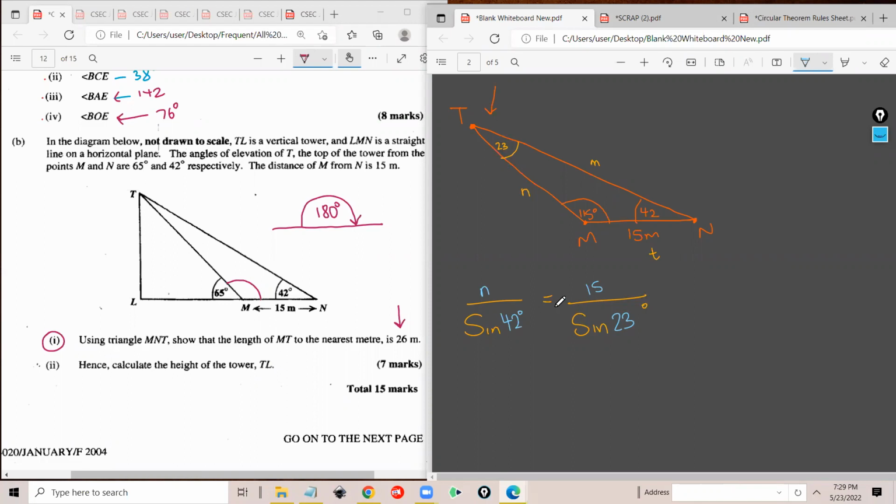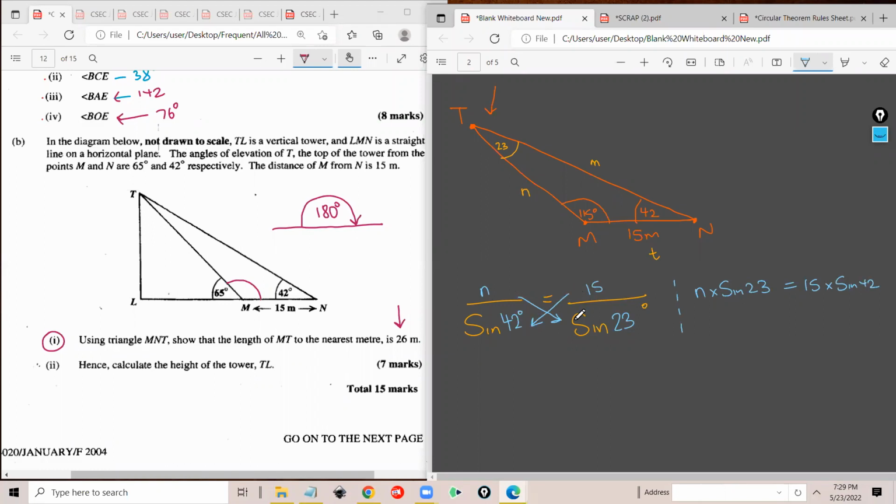Now, there are plenty of ways we could find sine 42 first, and then sine 23, and then cross multiply, or we could cross multiply one time and sine last. It really doesn't matter. Right? N multiplied by sine 23 is equal to cross multiplying the other diagonal, 15 multiplied by sine 42.